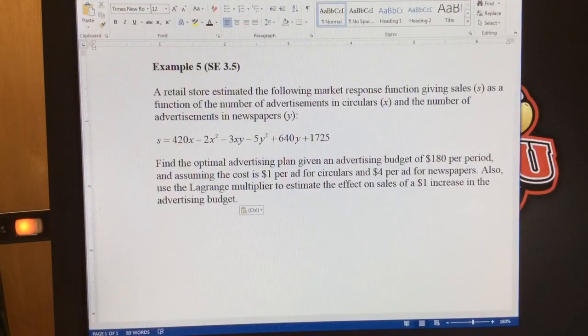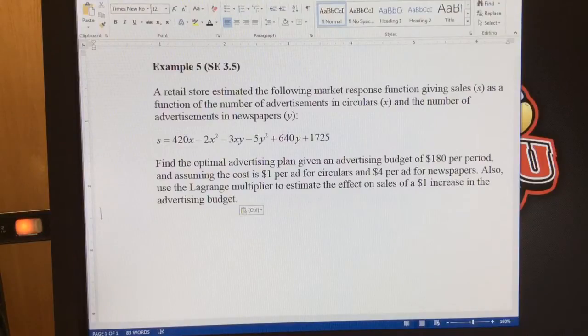Example 5 is again another constraint maximization problem. Here we're given the background of the problem, and we're asked to solve it ourselves. One thing I want to think about is that here we're given a market response function. So we want to find out how much advertising we put in and how that correlates with sales.